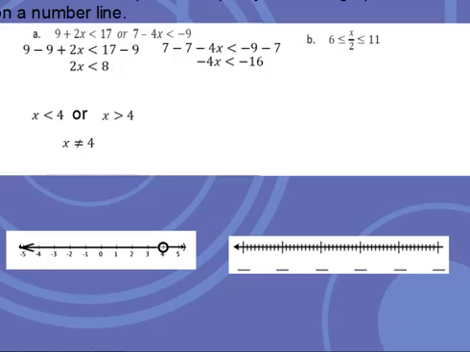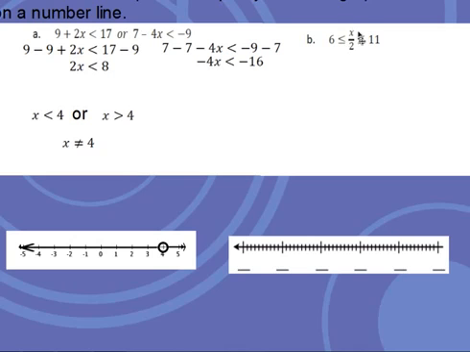B. 6 is less than or equal to x divided by 2 is less than or equal to 11. This is an AND inequality. We could separate it into two parts and join it by the word AND. However, that's not necessary in order to solve it. The question is, what's going on with the x?